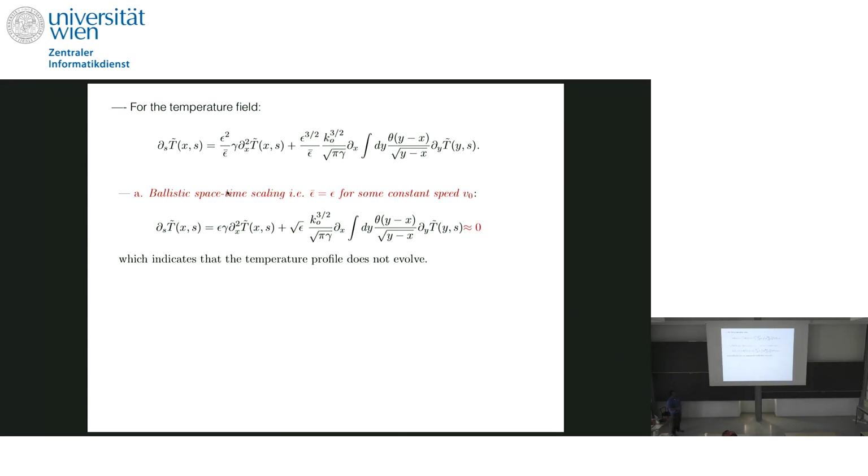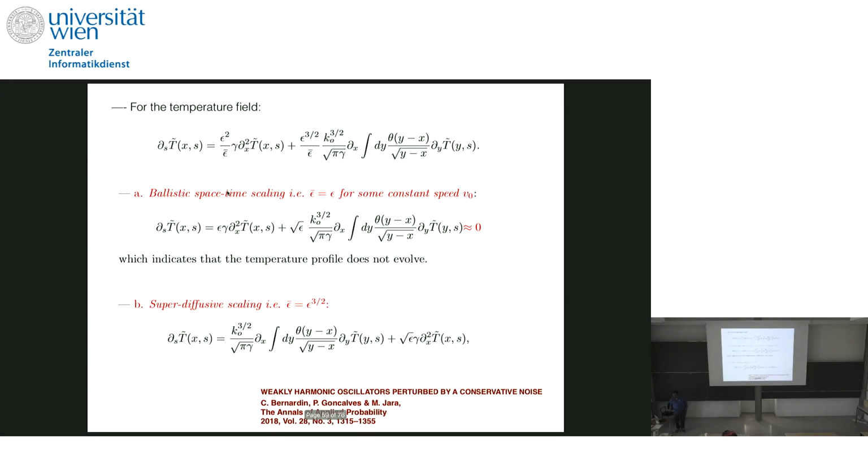For example, if you choose ballistic space-time scaling, then you get this equation, where you have epsilon and square root epsilon on both terms, which means that in this going to zero limit, you get zero. So that means the temperature profile doesn't evolve on the ballistic space-time scaling.